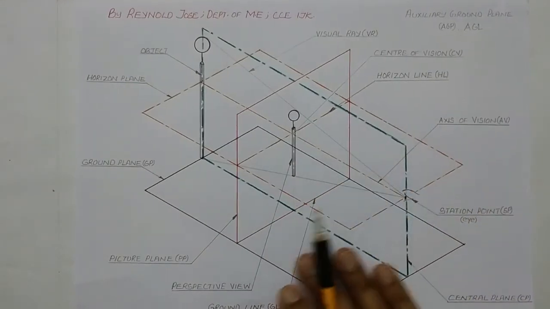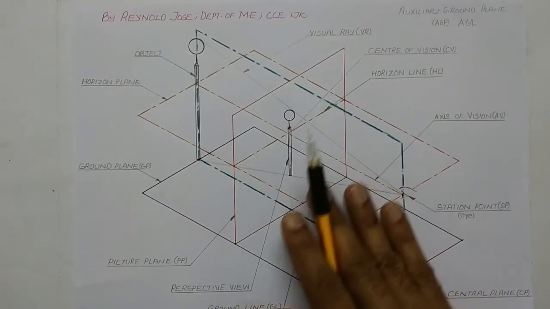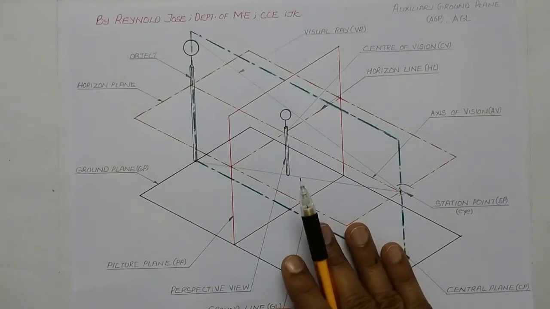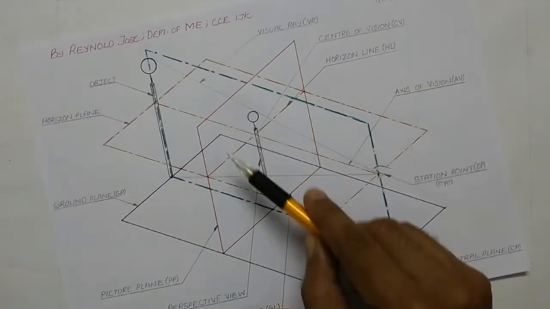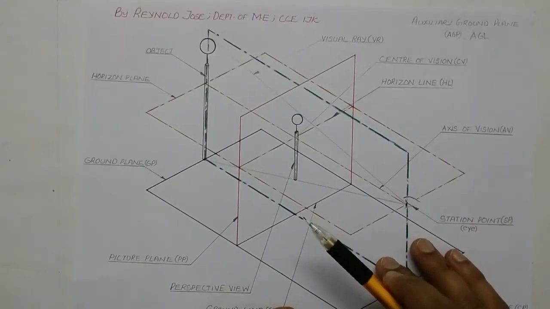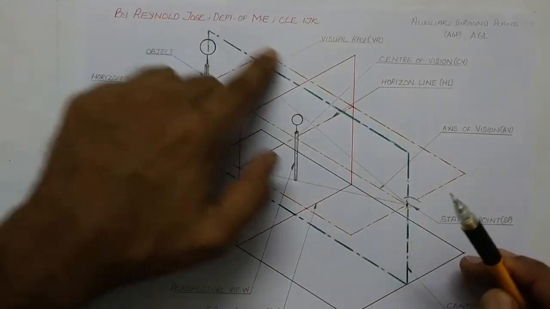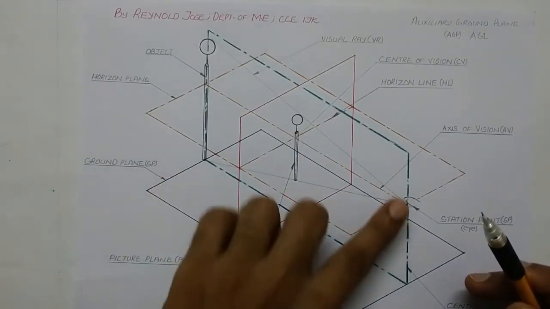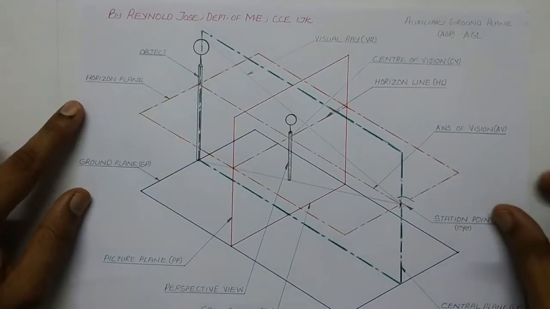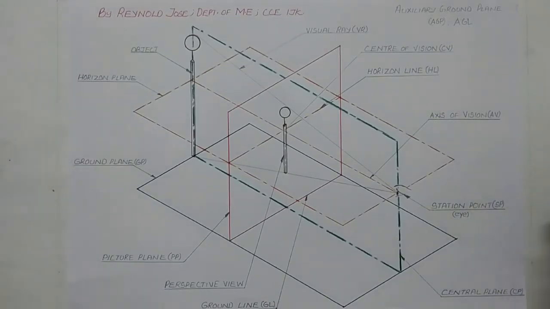The horizon plane and the ground plane are parallel to each other, and both of them are transparent. Both the ground plane and the horizon plane are perpendicular to the picture plane. Whereas the central plane is perpendicular to the picture plane, the ground plane, and the horizon plane. So you have to keep these points in mind while we are doing problems related to perspective projection.